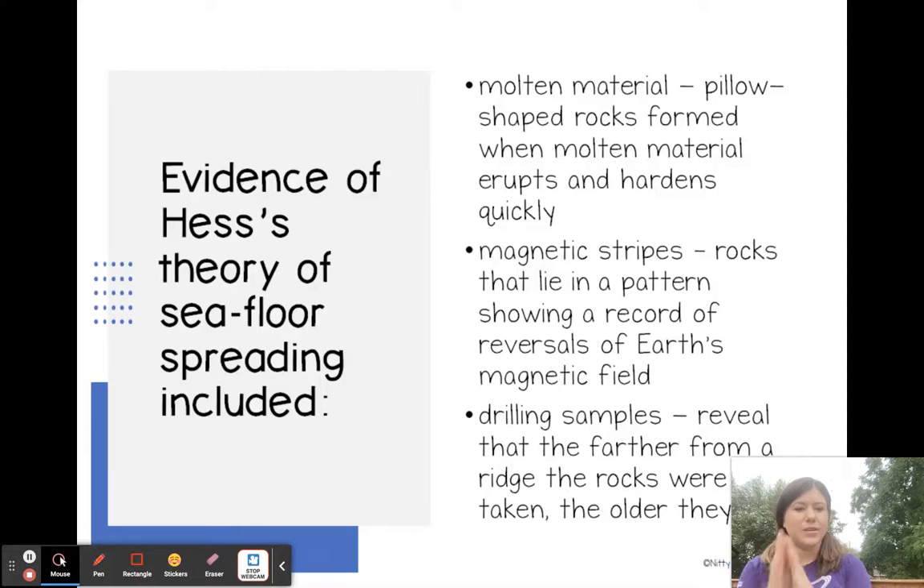And you'll see a video about that. You'll see some more figures that explain that a little better, because it can be kind of confusing, but this is a really important piece of evidence for plate tectonics. Hess also conducted some drilling samples to deduce the age, and he found out that rocks that are closer to the ridge, closer to the place where the plates are spreading apart, are younger, right? And rocks that are farther away from that plate boundary are older. So new rocks are being created at that mid-ocean ridge. So these are three really strong pieces of evidence that Hess came up with to support seafloor spreading and plate tectonics.